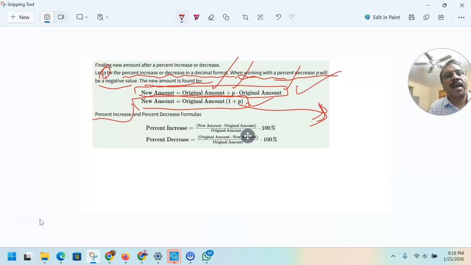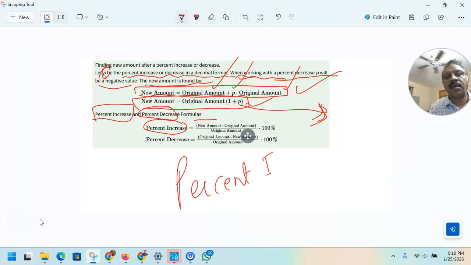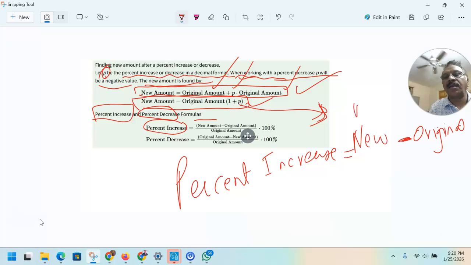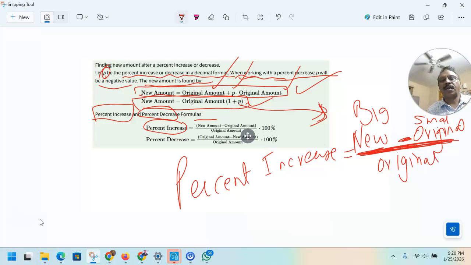Now, another question they ask directly is what is the percent increase or decrease? Let's say the housing rate increases or the college fee increases. What percent is the increase from the original? The original was less, so you subtract the original from the new one, because the new one will be big and the original will be small. Then it's a fraction. So percent increase is always a fraction of the original amount. Okay, so this is how the formula works.